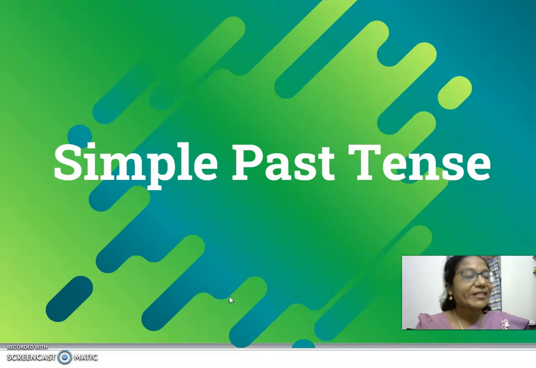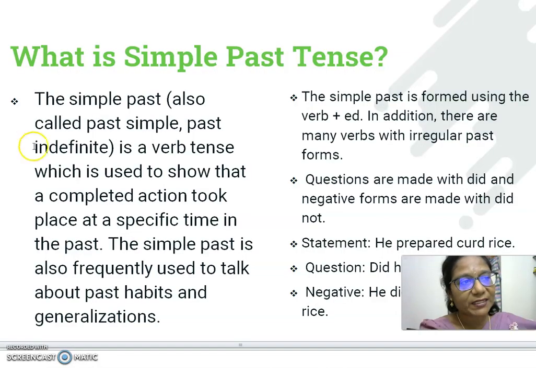In today's class, let's see something about simple past tense. There's a saying that roses are red, violets are blue, and incorrect grammar is not cute. So let's now dwell into learning simple past tense. Now the question comes to your minds. What is simple past tense?